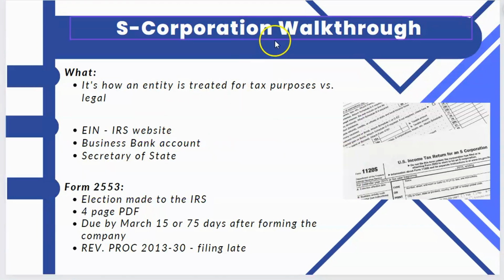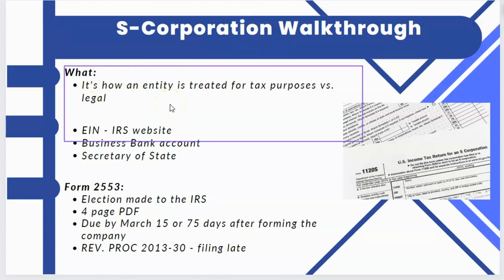So first off, what's an S Corp? In simple terms, it's essentially how companies are treated for tax purposes. From a legal perspective, there is really no S Corp. You can be an LLC for legal purposes, but taxed as an S corporation. You can be a C corporation from a legal standpoint, but taxed as an S corporation. You can be a single member LLC, a disregarded entity, or be taxed as an S corporation. So it's kind of how you're being treated for tax purposes.